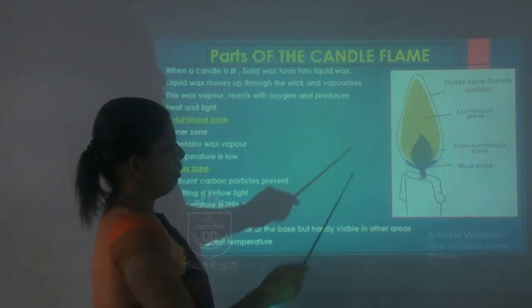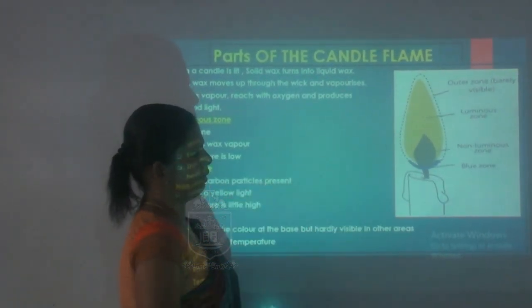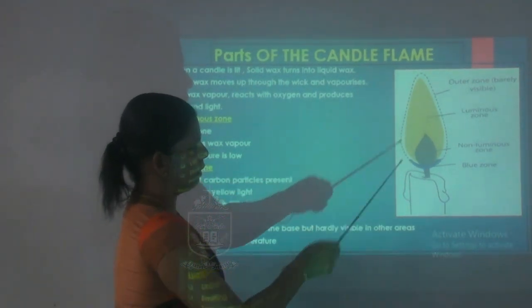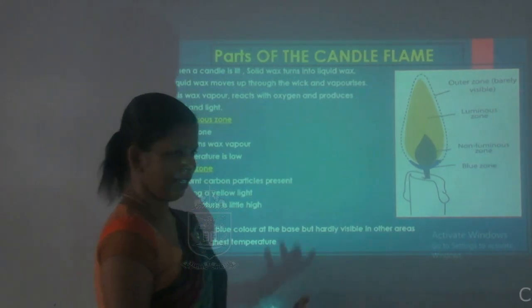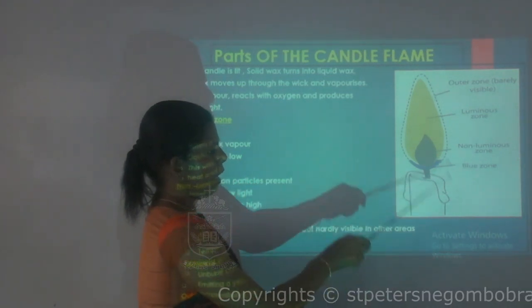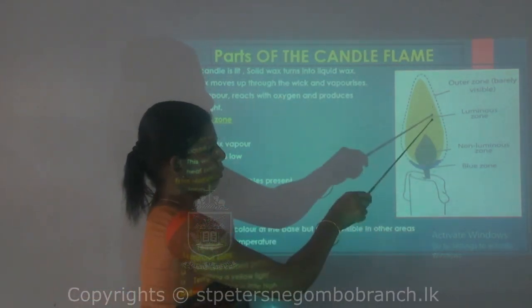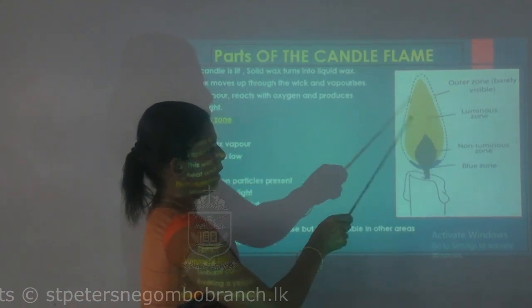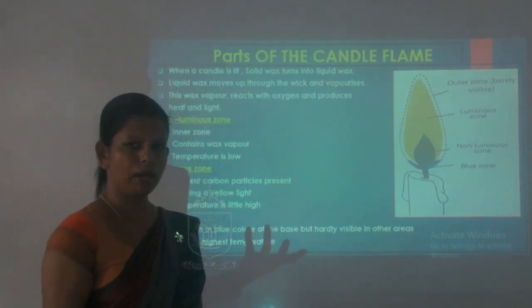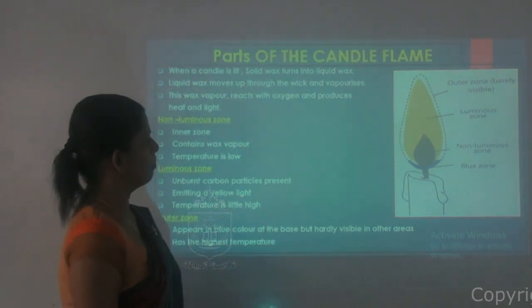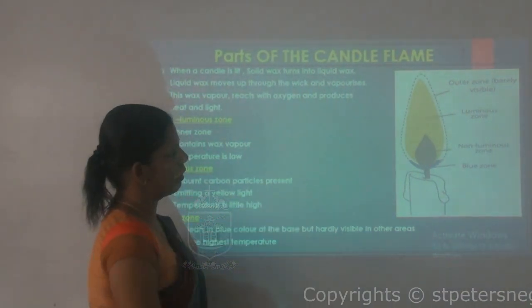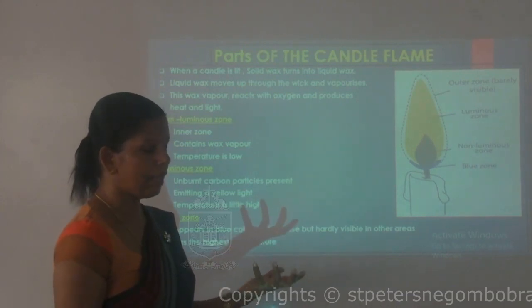Now we are going to talk about the candle flame. When you observe the candle flame after lighting the candle, you can observe its parts. You can see the base part is the blue zone, and inside there are the non-luminous zone and the luminous zone. The outer area we can name as the outer zone, that is barely visible. If you look at the parts in detail, you can see what happens when the candle is burning.